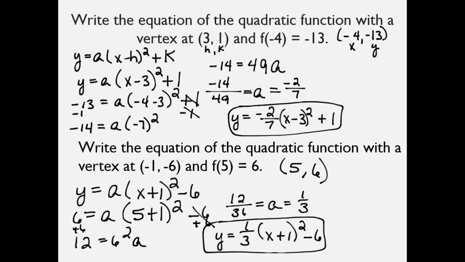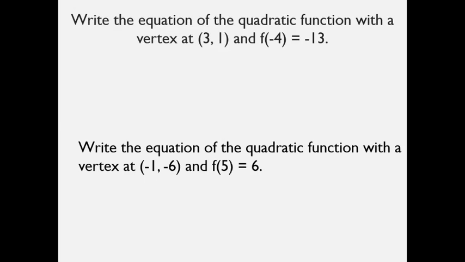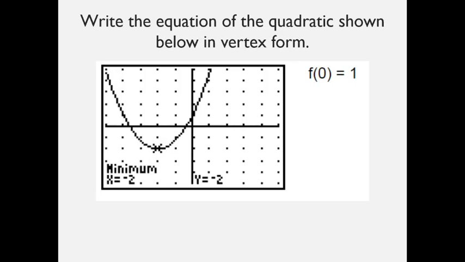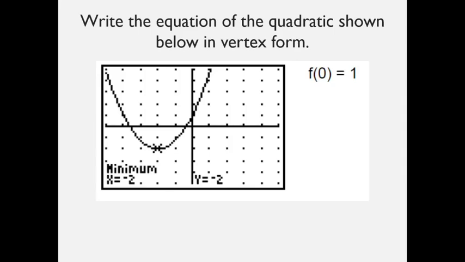Now we're on our last slide. And we have a graph. And we have the vertex. Now if you look here, it gives you your minimum. This gives you your minimum. Okay. And it gives you the vertex. So I have a point of (0, 1). And I have a point of (-2, -2). And that's my h, k.